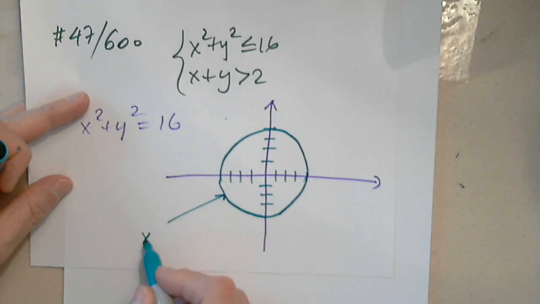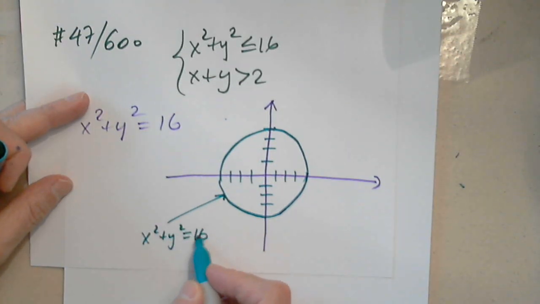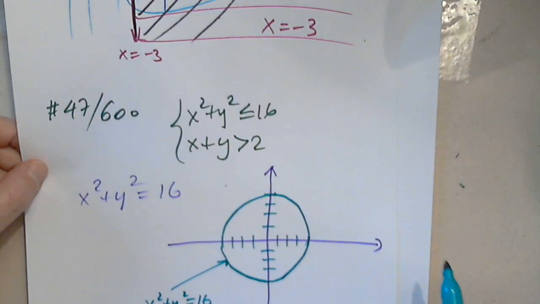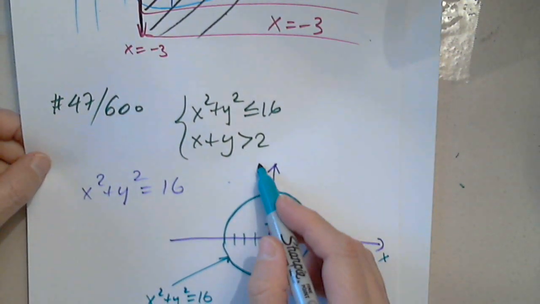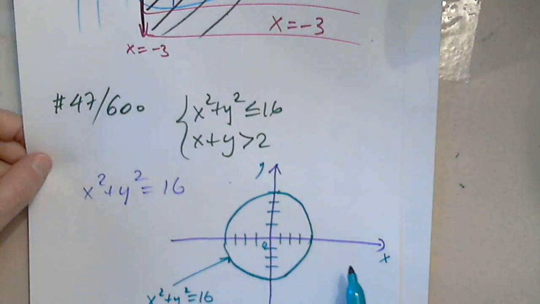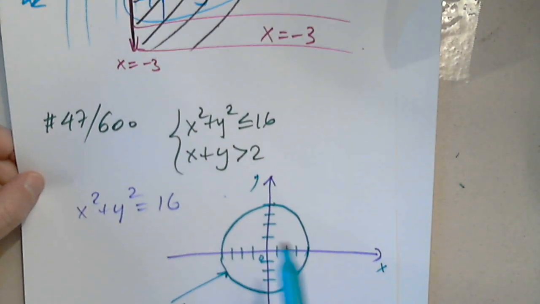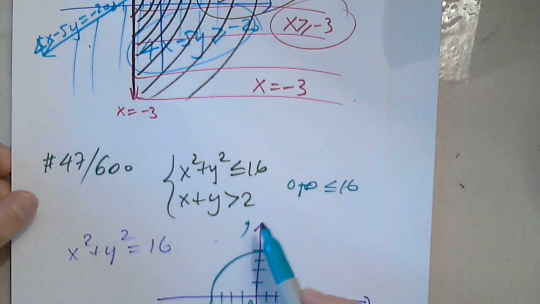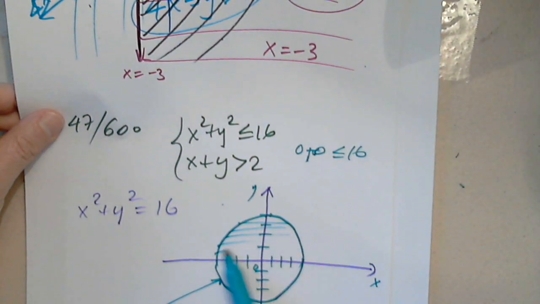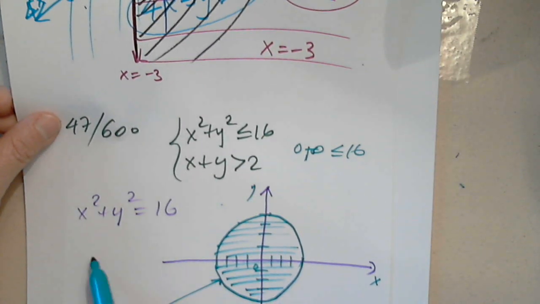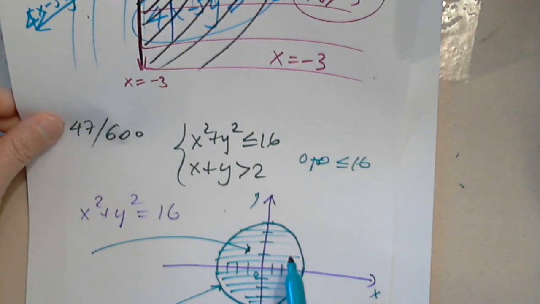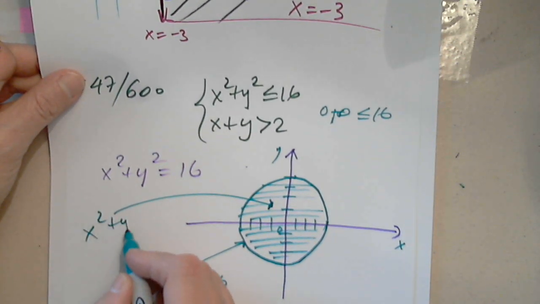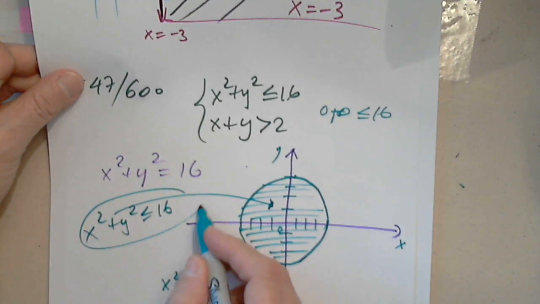This is just x squared plus y squared equals 16. It divides the entire area into two regions, the inner and the outer. And when I plug in 0, 0, my favorite point, 0 plus 0 less than or equal to 16 is true. All this inside, including points on this circumference, represent solutions to this inequality.